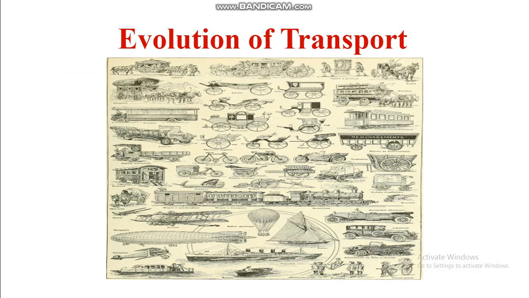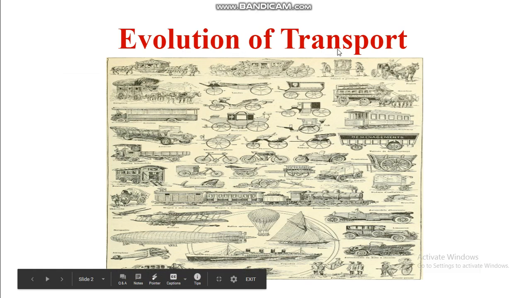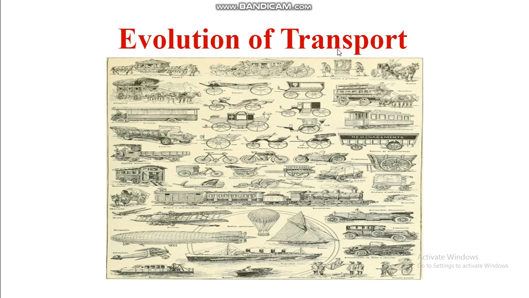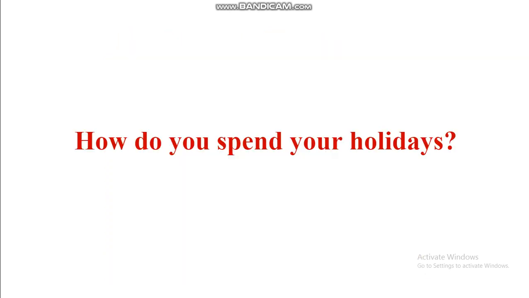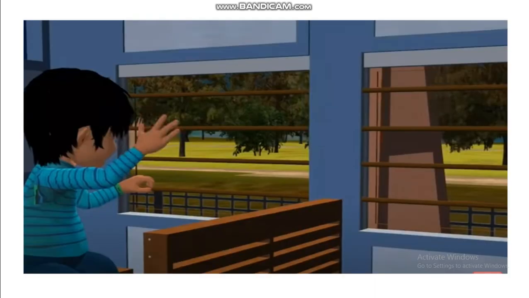Today we will learn about the evolution of different modes of transport over time. How do you spend your holidays? Many of us go for a picnic or visit a relative who lives in another city, either by traveling through bus, car, aeroplane, or any other vehicle. But can we go somewhere when there is no car, no bus, or no train? The answer is no. We cannot go anywhere, as walking on foot to a longer distance is not possible.